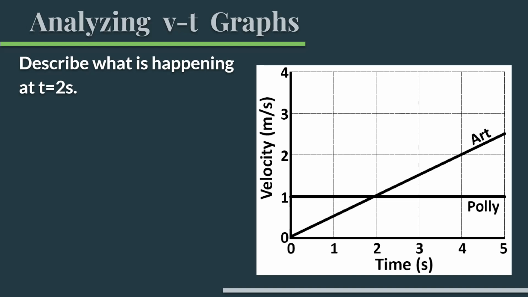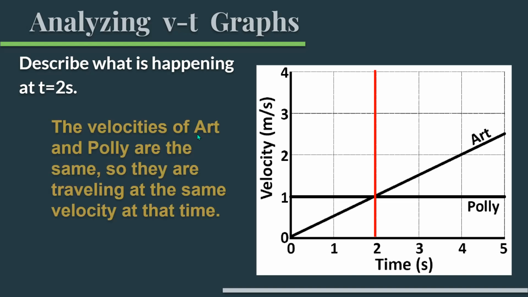All right, what do you think, Tanisha? What happens at 2 seconds? They have the same speed. Again, this intersection does not mean that they're passing each other like it did in the last graph. This is a different kind of graph. At that point in time, they have the same velocity.